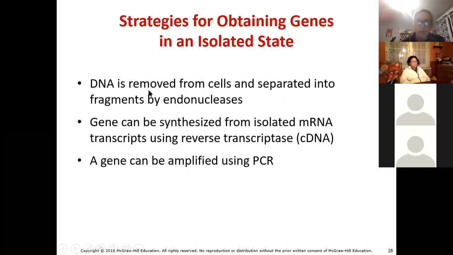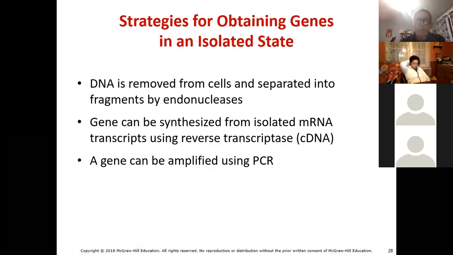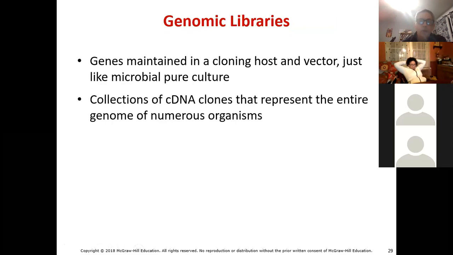DNA is removed from cells and separated into fragments. Whoops, did we skip something here? And separated into fragments, we've already talked about this, cut up by those endonucleases. The gene can be synthesized from isolated messenger RNA by using reverse transcriptase to give us complementary DNA. And then the gene can be amplified by using PCR. Genes are maintained in a cloning host in a vector, just like you would if you had a pure microbial culture.